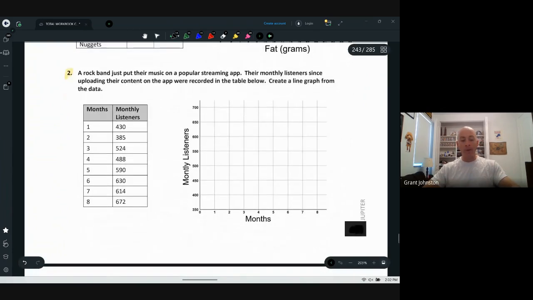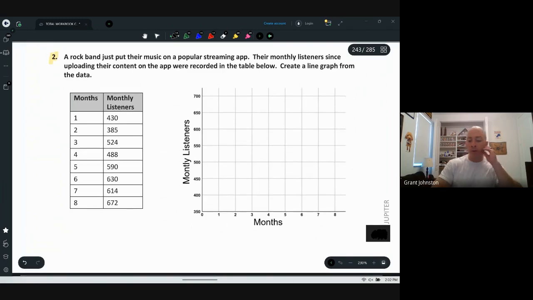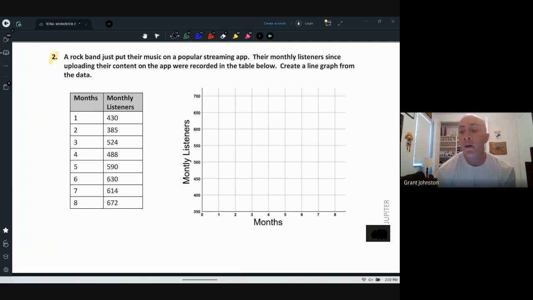So it says a rock band just put their music on a popular streaming app. Their monthly listeners, since uploading their content on the app, were recorded in the table below. Create a line graph from the data. Okay, so if you look at that table already, it's sequential. We're talking about months. So in the first month it's 430. Then in the second month it's 385. It dropped. Then after the third month it went up, and then it dropped again, and then it went up, and then it went up, and then it dropped a little, and then it went up. So if you just think of it logically, over time, it makes sense to connect these dots and make a line graph.